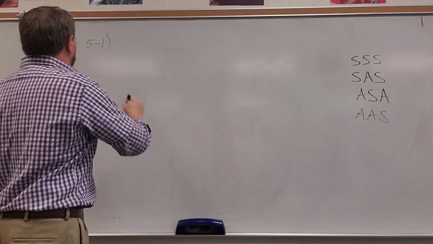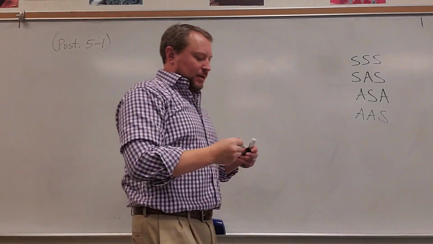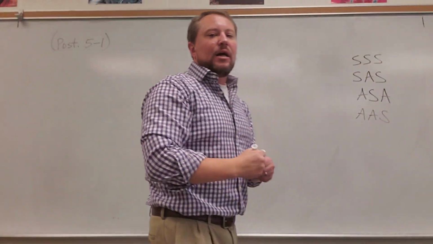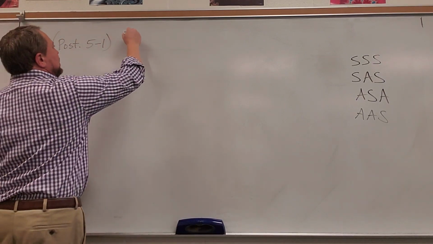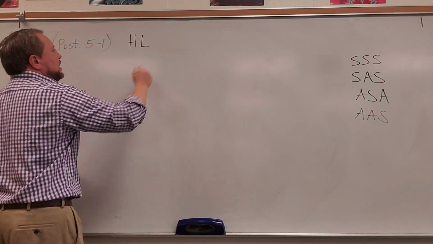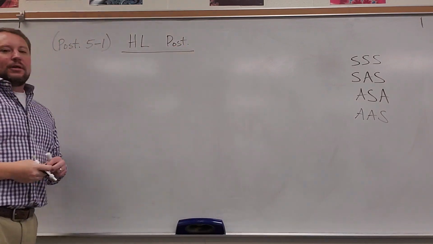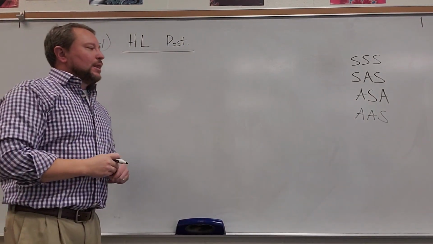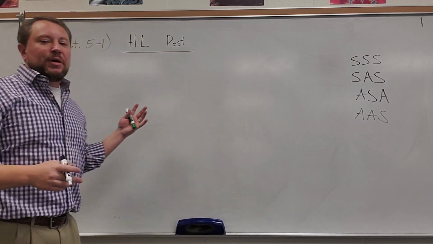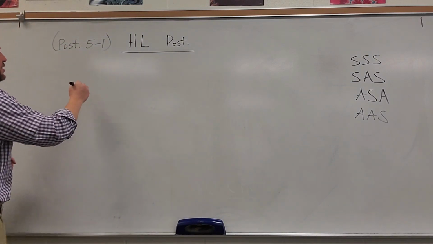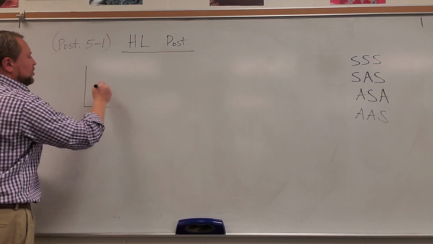Postulate 5-1. But again, I don't want you to call it postulate 5-1. I'd rather you call it by its name. It's called the HL postulate. HL. Now, we use different lettering because of the special unique case here. Like I said, this only works for right triangles.